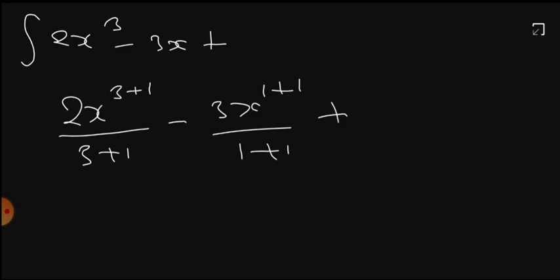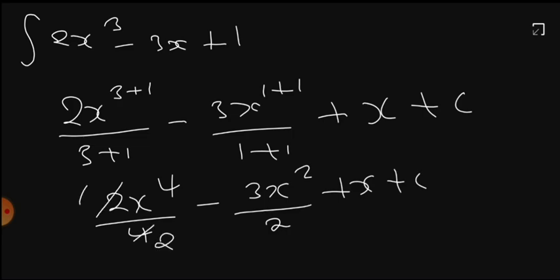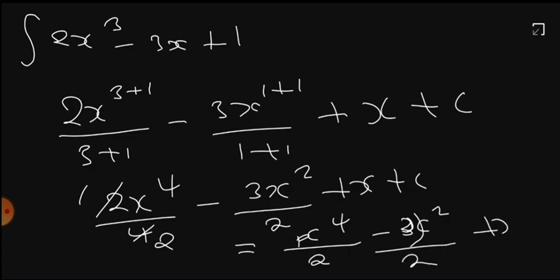Now the c, that plus x, sorry, there is 1 here. 1 becomes x, then plus c. So this is 2x to the power 4 over 4 minus 3x squared over 2 plus x plus c. Note that this can be reduced to 1 over 2. So this is the same as x to the power 4 over 2 minus 3x squared over 2 plus x plus c. That's how we can integrate that.